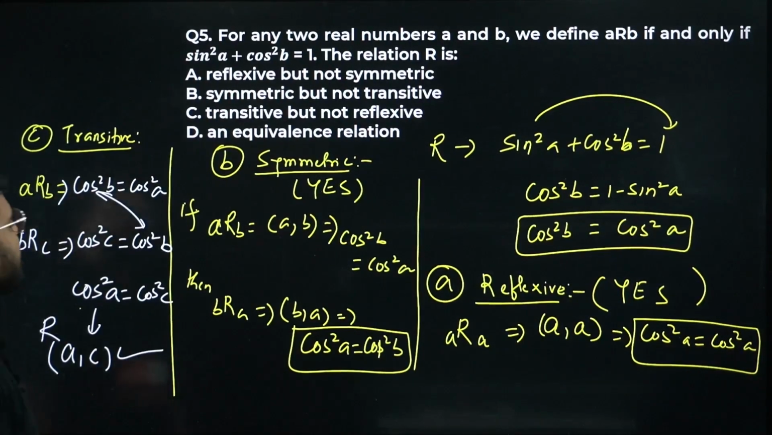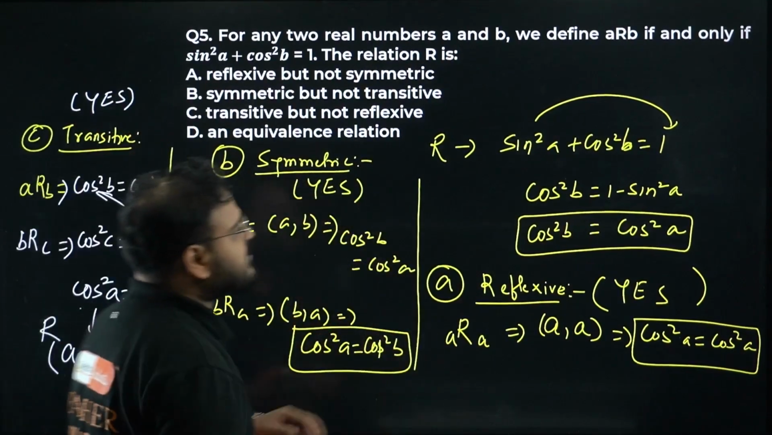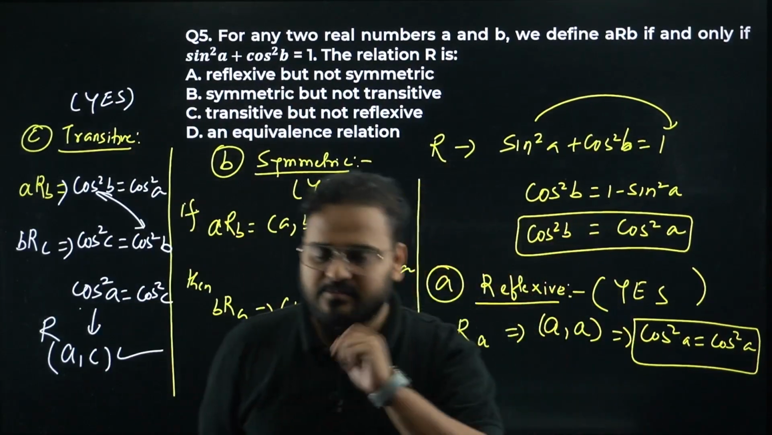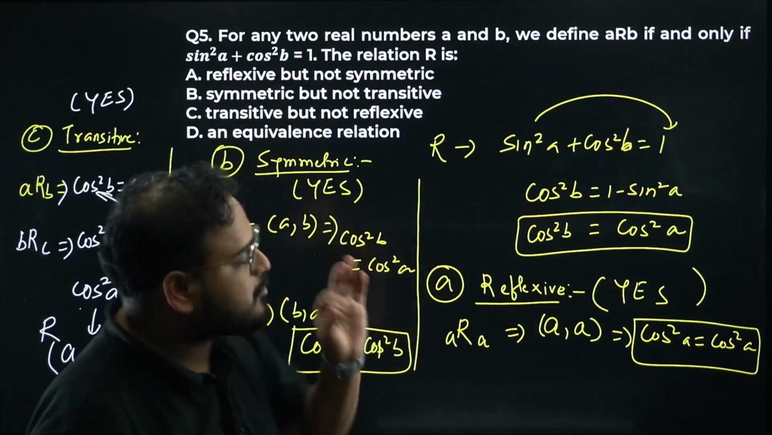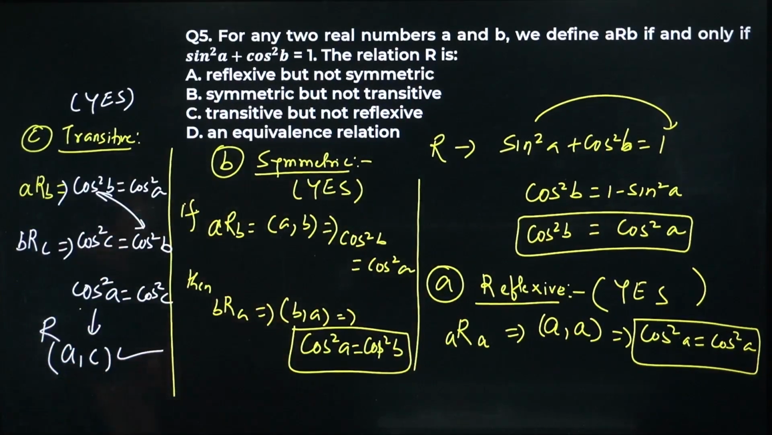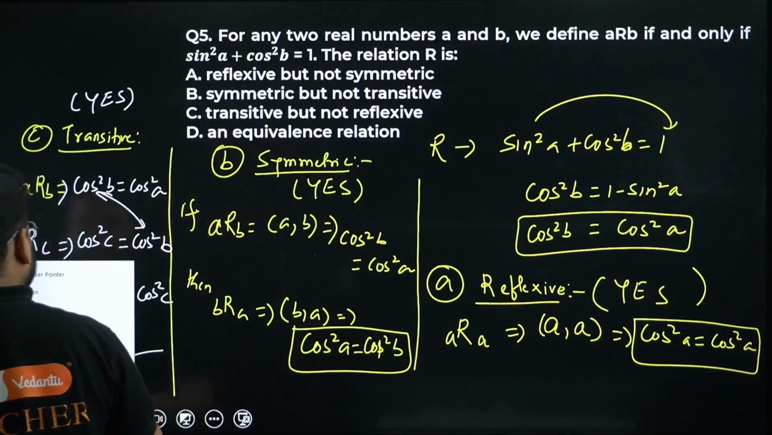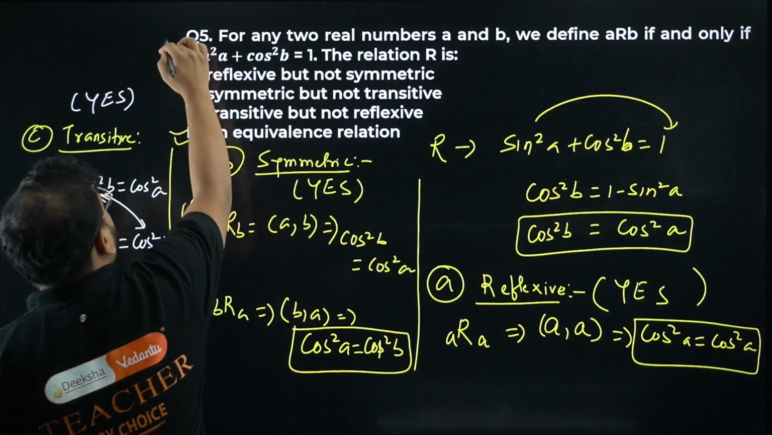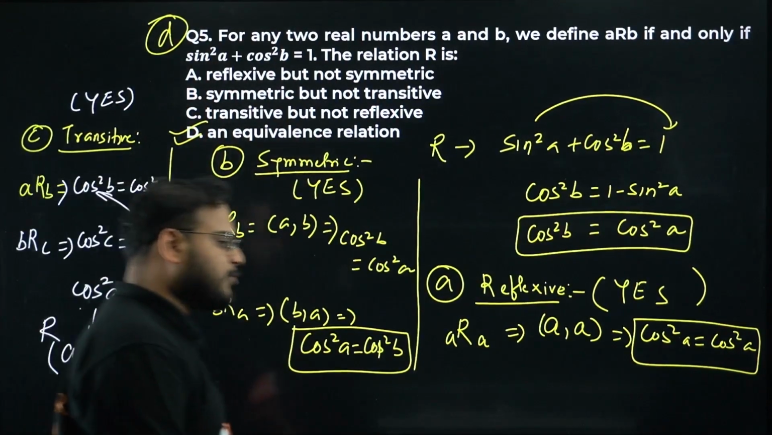In that case I can say that this also is yes. So the given relation is a reflexive relation, yes, a symmetric relation, yes, and a transitive relation, yes. The conclusion is true for all three, hence it is an equivalence relation. Option D is correct. Have a look. I hope this makes sense to you.